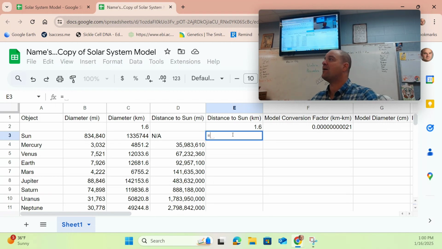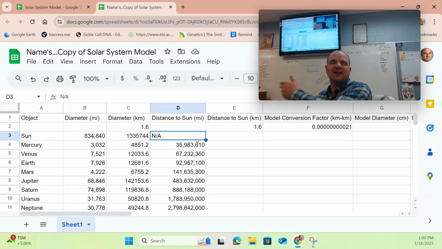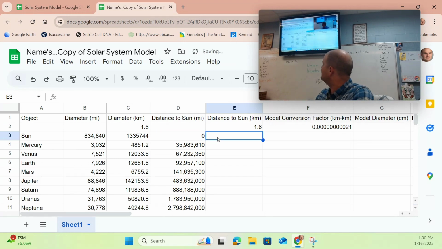So equals. Hey, computer, I want to do math. I'm hitting the equals button. And, oh, look, it doesn't make a suggestion this time. I like that. So if we want the distance to the sun in kilometers, you're going to take the distance from the sun to the sun. What's the distance from the sun to the sun? It'd be 0, wouldn't it? So instead of having NA, let's go ahead and put a 0 there. Distance to sun in miles, put a 0 for sun to sun.